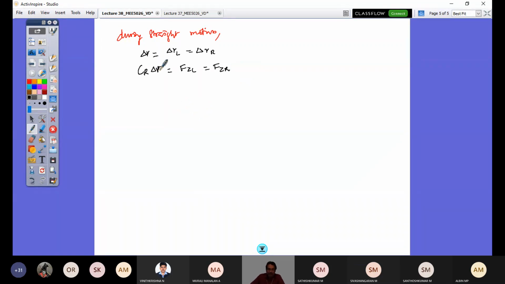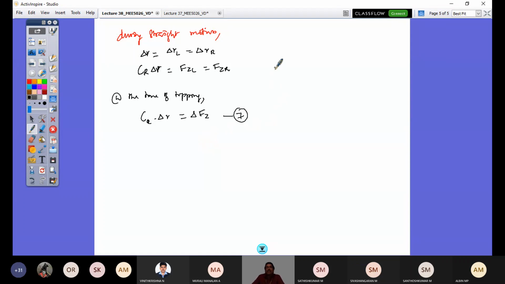Now you can also write this CR into delta R as change in delta FZ at the time of tipping. At the time of tipping, CR into delta R is going to be delta FZ. That's equation number 7.